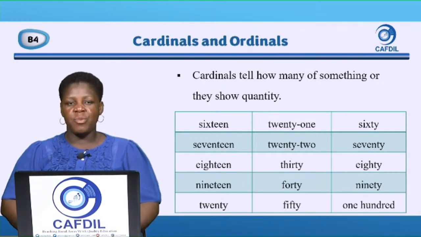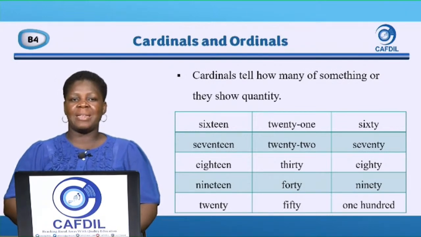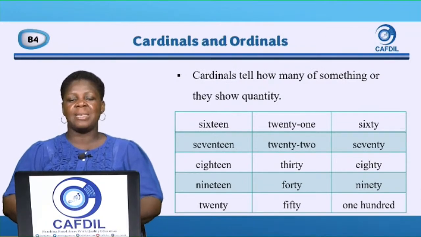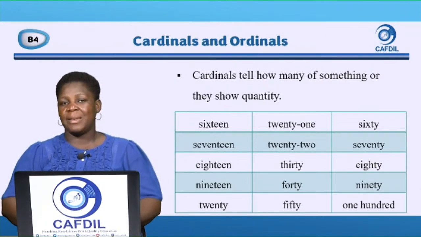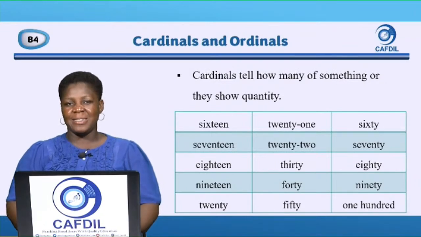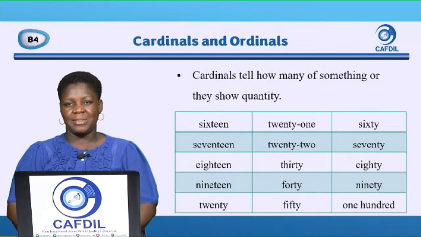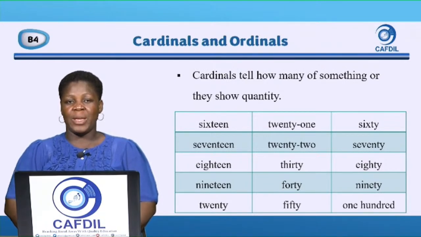From 50, you move to 60. You can continue by adding the ones. 61, 62. When you get to 69, the next number is 70, then 80, 90, 100. So we are going back to count again.